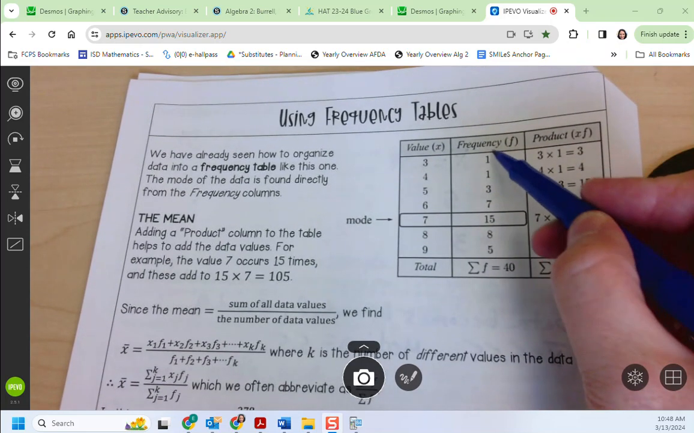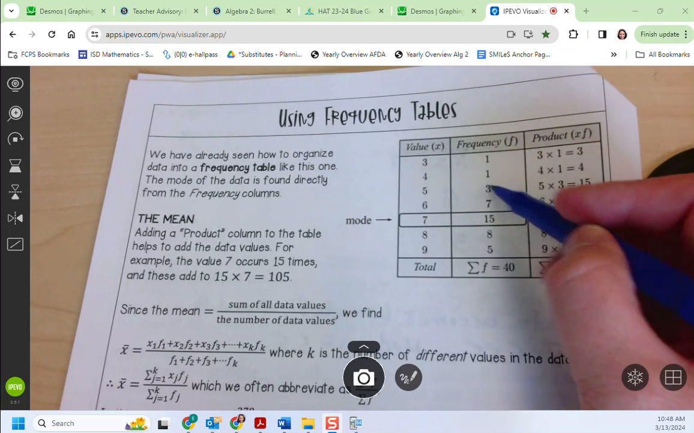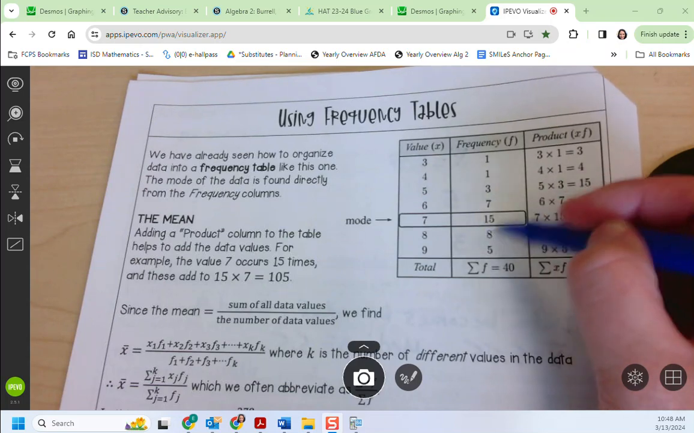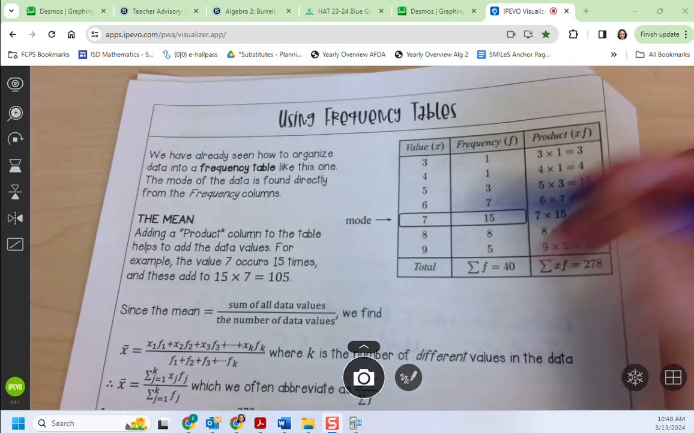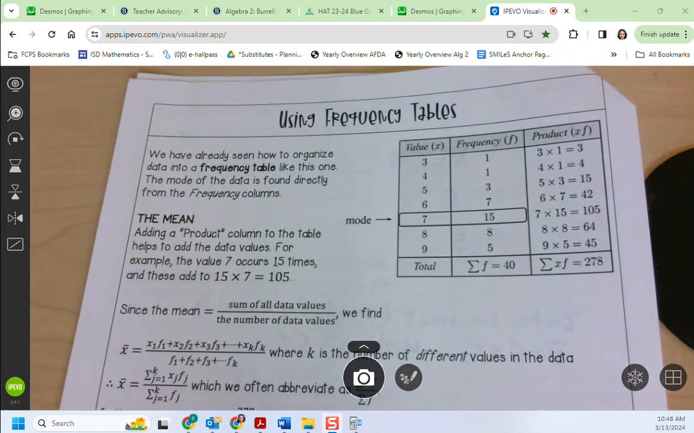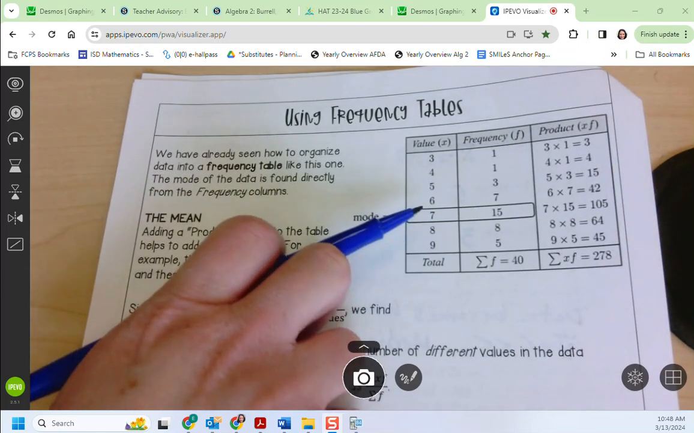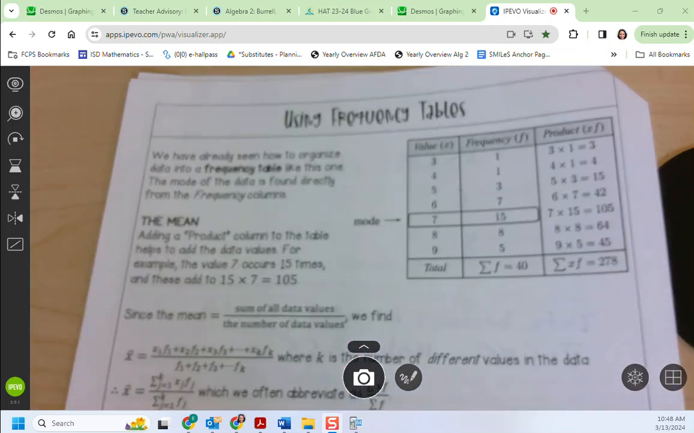one person has 3 siblings, one person has 4 siblings, 3 people have 5 siblings, 7 people have 6 siblings, 15 people have 7 siblings, 8 have 8 siblings, and then 5 people have 9 siblings. If I wanted to find the average without having to add up 5 9s and 8 8s and 15 7s and 7 6s, you can do that more quickly by multiplying these together.